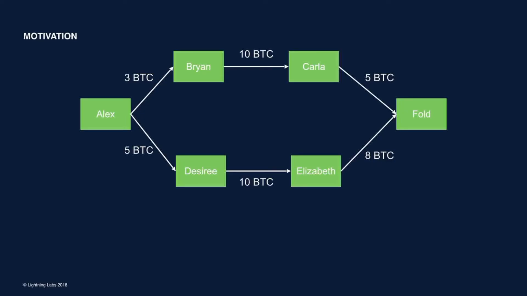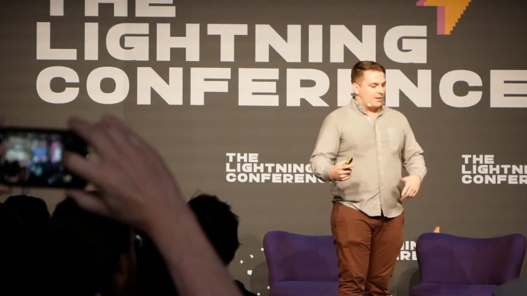So to address the problem that multipath payments solve, let's say we have this network. We have Alex trying to pay Fold through Brian, Carla, Desiree, and Elizabeth. And currently today, when you want to make a payment, your payment is tied to one HTLC. This is the only payment type we have today in the Lightning Network. You get one HTLC, you send it to the recipient. If they have an invoice, they send you back the preimage if the amounts match.